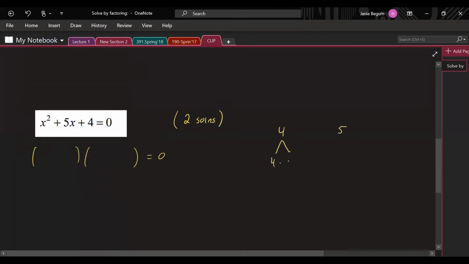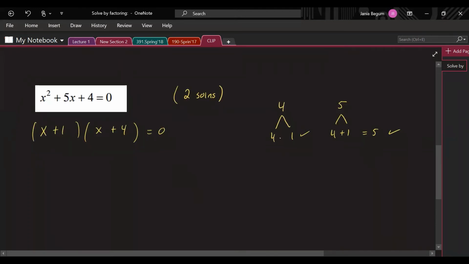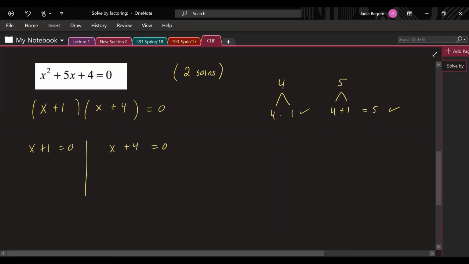So it looks like 4 times 1 will work. And then we know 4 plus 1 will give us 5. So those are the numbers. So hence we factor this into x plus 1 and x plus 4. And now again, same idea, you set each factor equal to 0. So we have x plus 1 equals 0, and we have x plus 4 equals 0. And then we solve each of these equations.